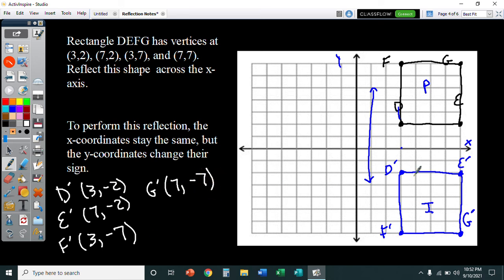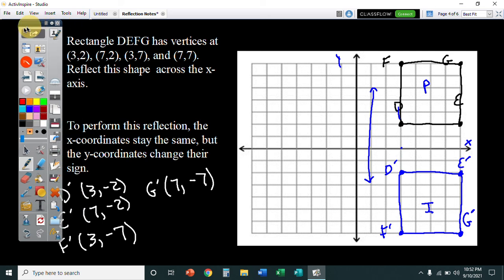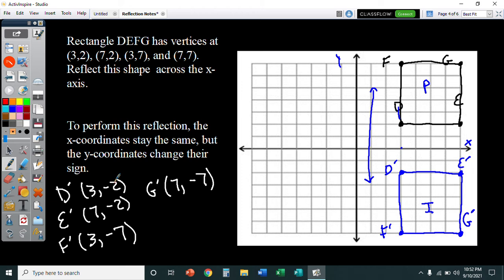And now I can check to see if those are the same coordinates as what I actually have on the graph. So 3, -2 would be from the origin, 1, 2, 3, 1, 2 down. And that is the right place. 7, -2. 1, 2, 3, 4, 5, 6, 7, 1, 2. 3, -7. Well, I know this is 3. 1, 2, 3, 4, 5, 6, 7. And then 7, -7. Hopefully we can deduce that this is 7, -7.